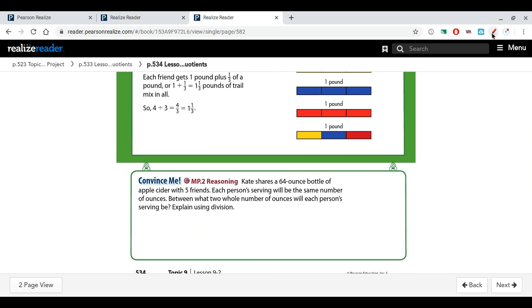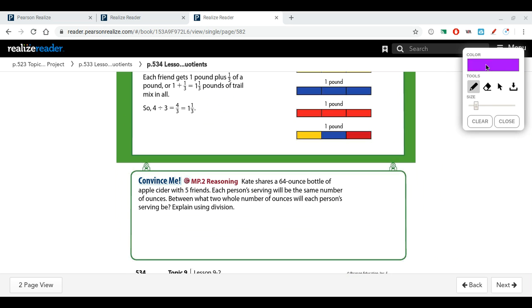All right, so let's move into your convince me. It says Katie shares a 64-ounce bottle of apple cider with 5 friends. Each person's serving will be the same number of ounces. Between what two whole number of ounces will each person's serving be? Explain using division. So right here, I'm going to look at some information. I have Kate and 5 friends, so I need to make sure that I include Kate because Kate shares. So I have a total of 6 people. So 6 people are going to share 64 ounces. So there's my division work.